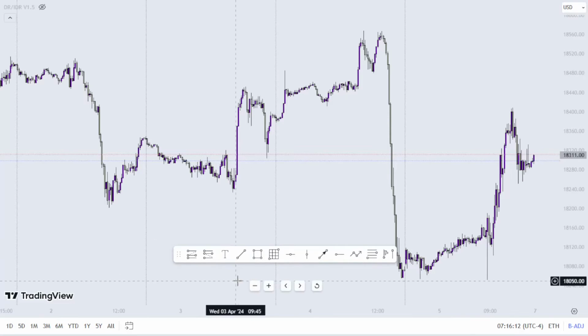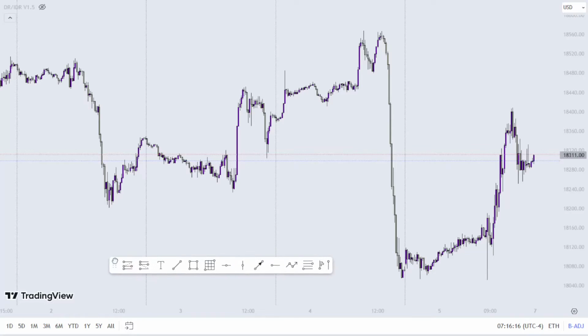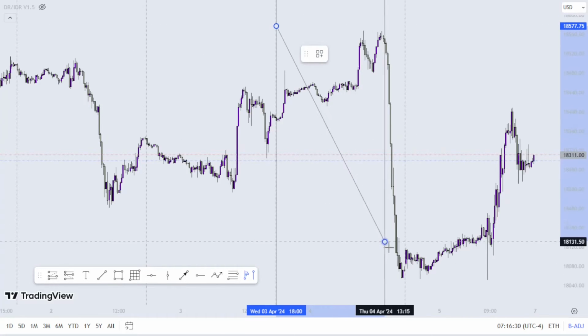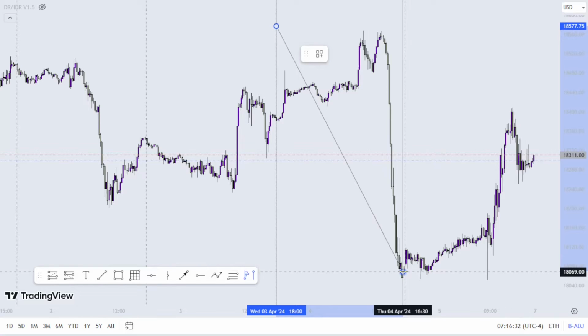Okay, so first things first, let's look at what is the volume profile. So volume profile is a tool which measures the volume traded at each price level. So you have it on your TradingView. I've already started. So let me draw the volume profile onto the chart to quickly explain how it works.